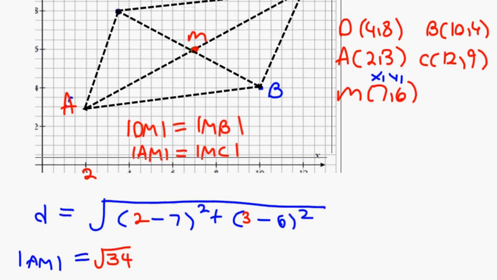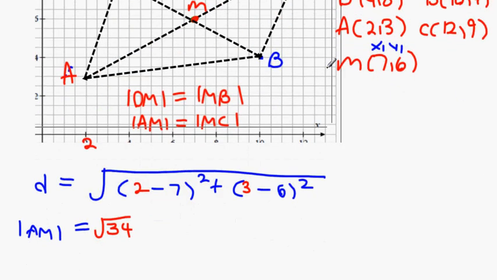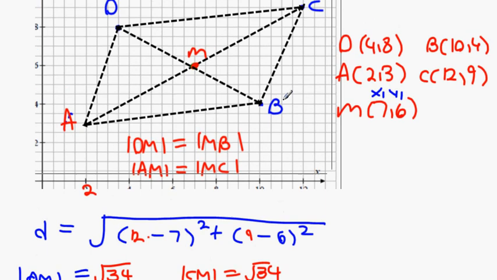You want to prove that AM, which is this part here, is the same length as MC. So the next point we're going to use is C. Once again, same deal. Just going to rub this out, and we're going to use C this time. C is going to be 12, 9. So this is going to be 5 squared plus 3 squared, and when you put that in the calculator, the length of CM equals root 34 as well. So we've just proven that the point M bisects AC. Bisecting means it cuts it in half.